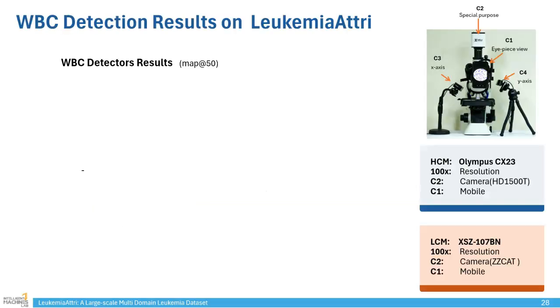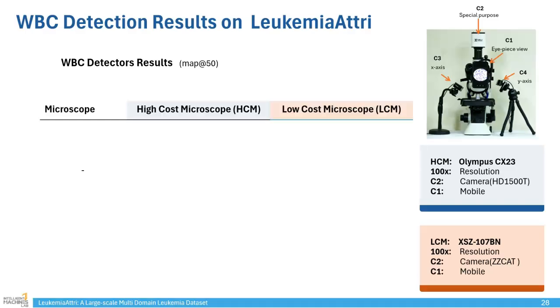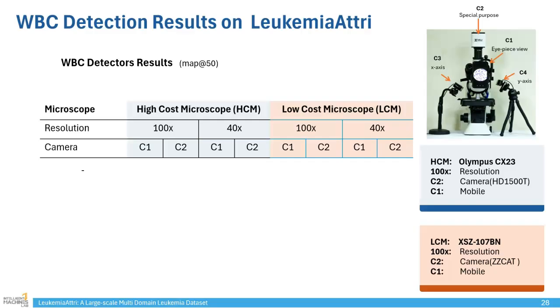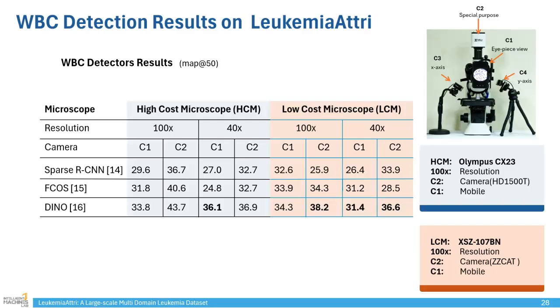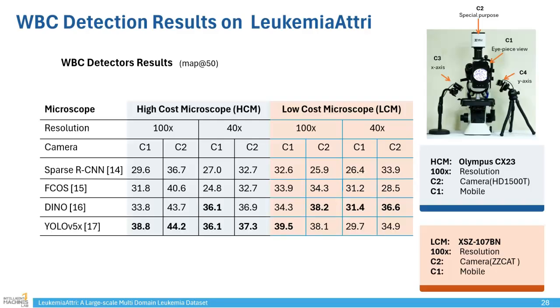We tested our baseline methods on subsets from both 100x and 40x resolution, evaluating performance on both high quality and low quality microscopic samples. The experiments were conducted using images captured with the mobile eyepiece camera C1 and the specialized microscopic camera C2. As a result, compared to the fully supervised learning, the single stage anchor-based object detector performed well across most of the subsets of the dataset. That's why in our proposed approach, we choose to use a single stage anchor-based object detector.